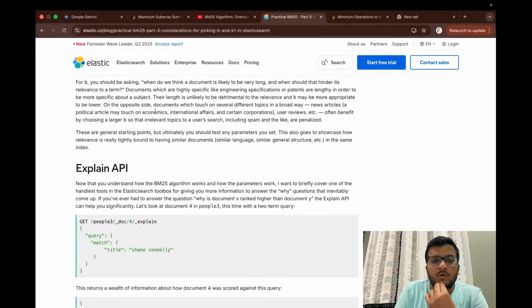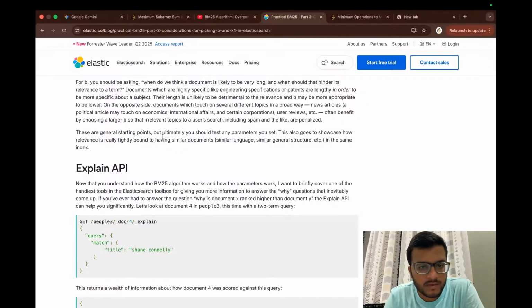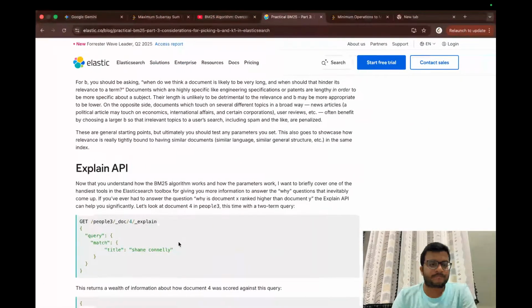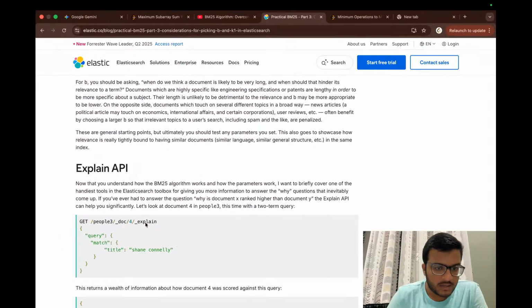On the opposite side, documents which touch on several different topics in a broad way often benefit from choosing a larger B, so that topics irrelevant to users, including spam, are penalized. Again, B is for term frequency. No, B is for, I think, length penalization. Yeah, length normalization.